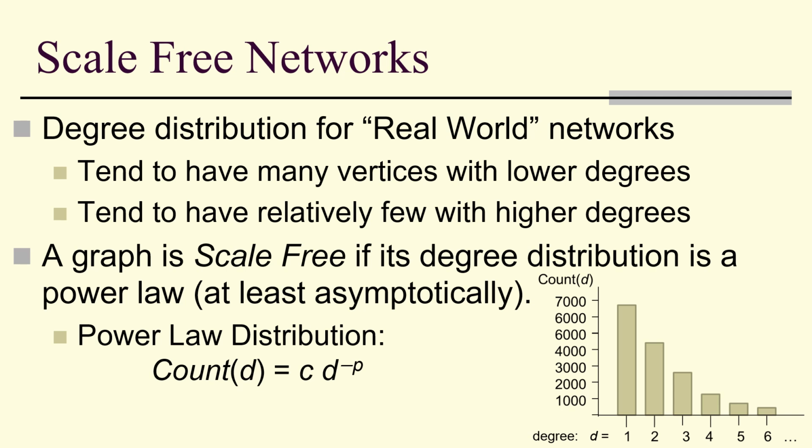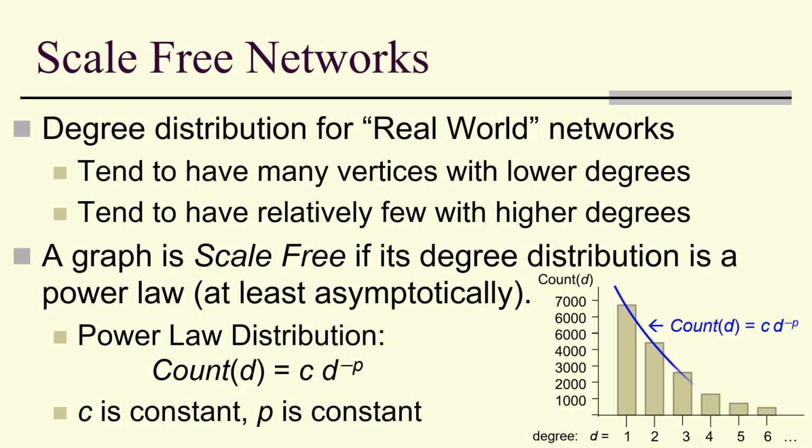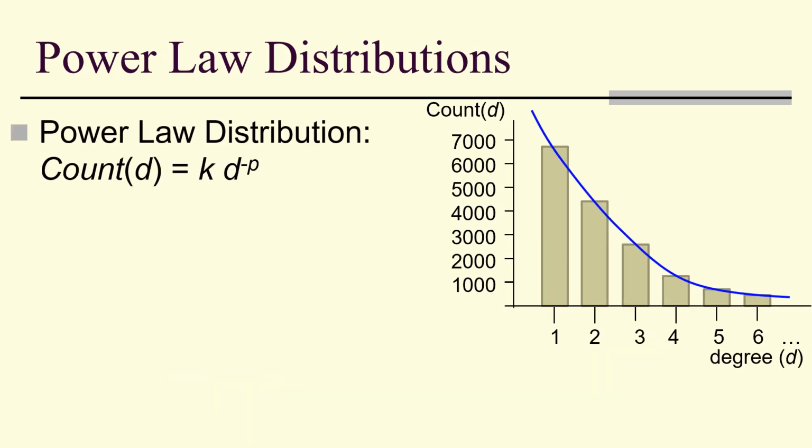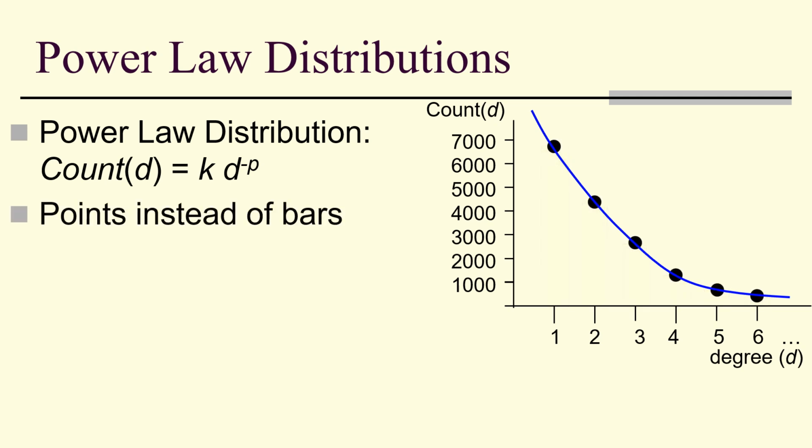I mean the count as a function of D is C times D to the negative P power. C is constant and P is constant. So something that looks like that. A power law distribution is a function, and therefore we want to look at it with points instead of bars, because we're interested in the graph of this function.